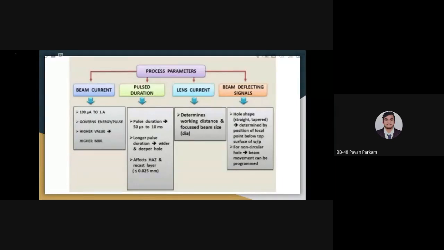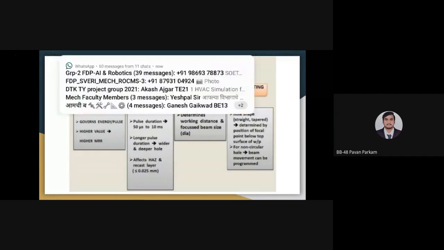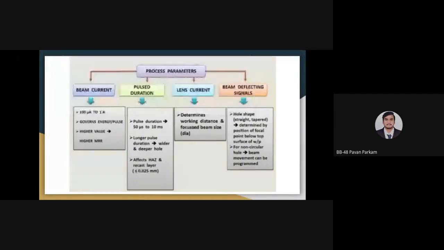Then a third process parameter is the lens current. It determines the working distance and the focus, the beam size. So the lens current determines the beam diameter, and also the working distance, and the diameter of your beam which is going to bombard the workpiece surface. So this is about the lens current.